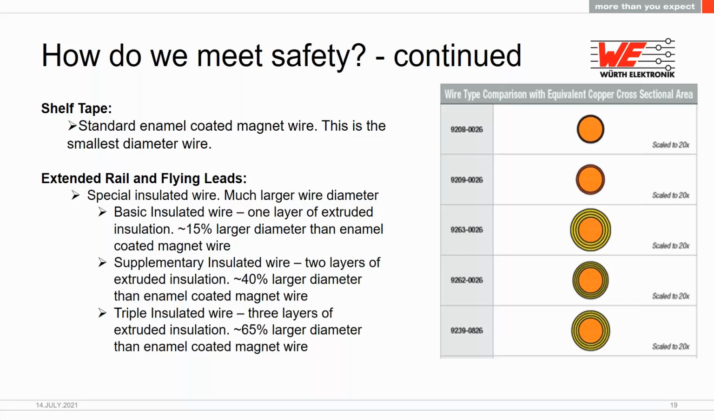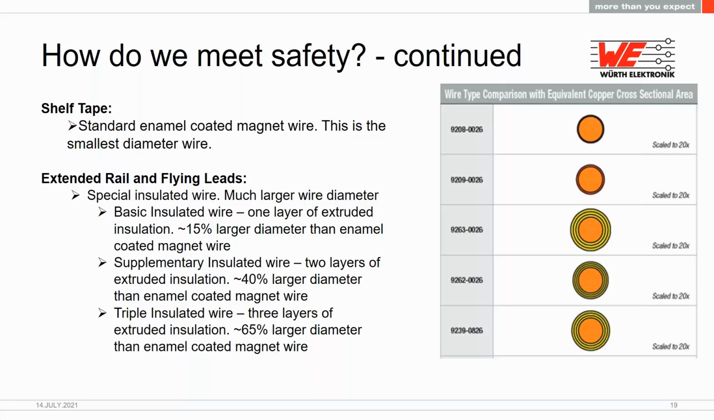Basic insulation will require at a minimum a basic insulated wire, which, as I mentioned previously, provides one layer of extruded insulation. Supplementary insulation will then require supplementary insulated wire, which has 2 layers, and reinforced insulation grade will then require a triple insulated wire with 3 layers of extruded insulation. These special insulated wires have significantly larger wire diameter than the standard enamel-coated magnet wire that we would use on the shelf tape or functional designs.